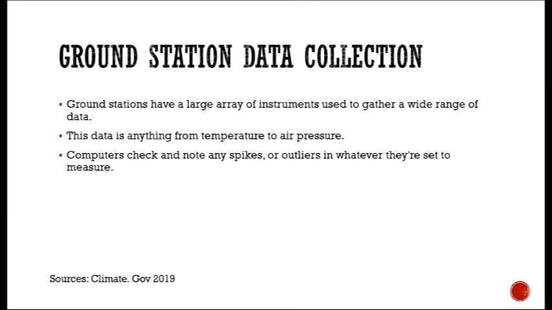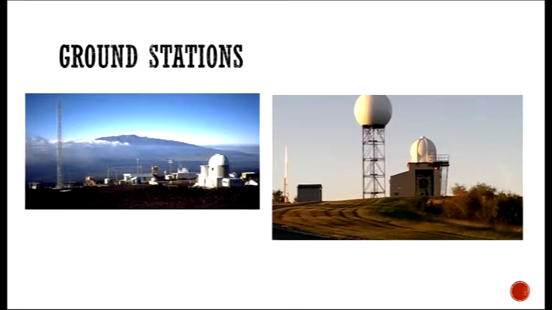One of the ways they check for changes in the climate is by using ground stations. Ground stations have a large array of instruments to gather a very wide variety of data. This is anything from temperature to air pressure to ocean level to wind speed, anything you could think of that occurs in the natural world. And they have computers that will monitor for any spikes, outliers, large changes in the environment around it. Location can play a key role. As you see here, ground stations tend to be more remote, and some are large, but some are also very small.